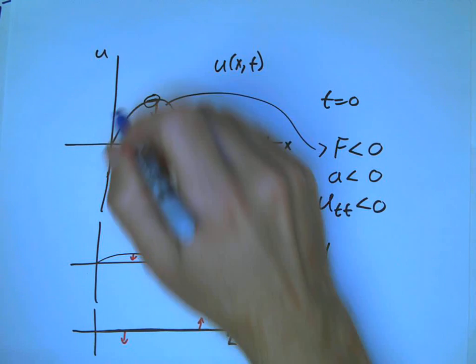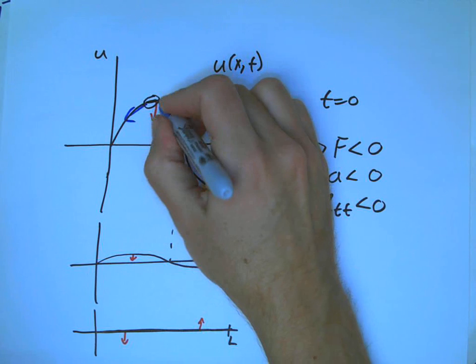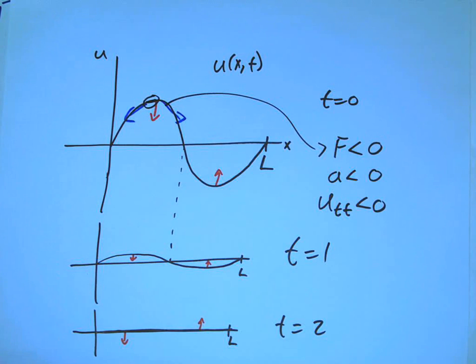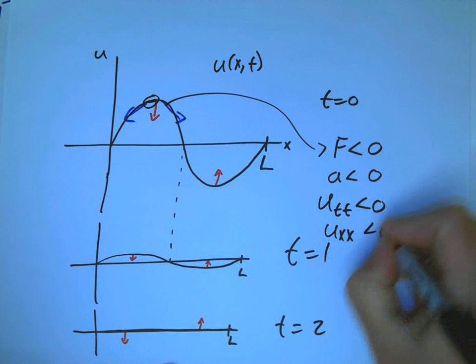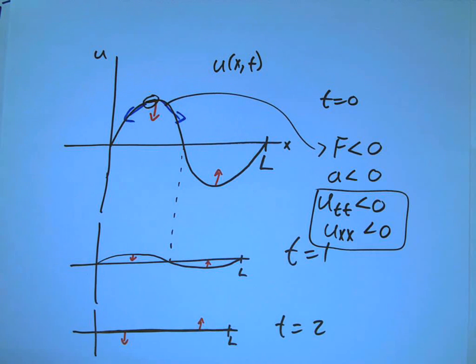And because it's curving downward, it's got a piece of string that's pulling it, let me use blue arrows here, that's pulling it down and left and down and right, and the upshot of it was that it went down. That's not going to happen unless this thing is concave down. In other words, uxx is less than 0.